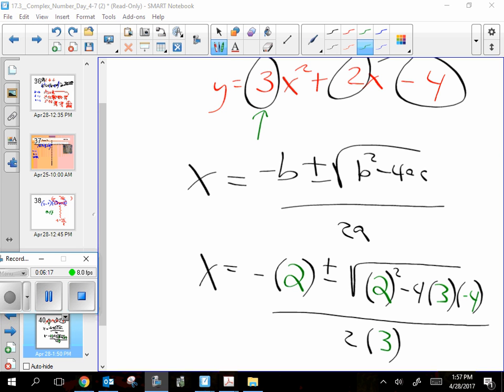Now, I know that's big and impressive and super complicated, but honestly, it's just little tiny math problems now. Do you know how to do 2 squared? I do. Do you? 4. All right.